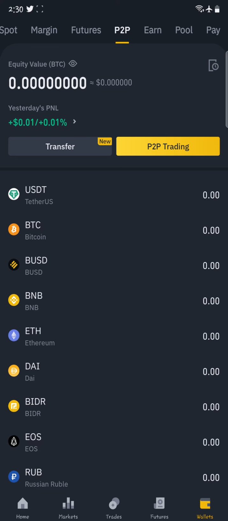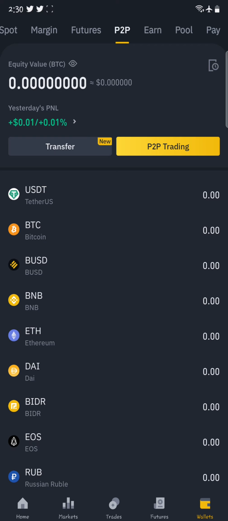Binance has peer-to-peer integrated on their platform such that you can directly buy and sell crypto on the app. So the first thing you have to do is download the Binance app from either Google Play Store or Apple App Store. Then you sign up if you don't already have an account, and then you proceed to verify your account.